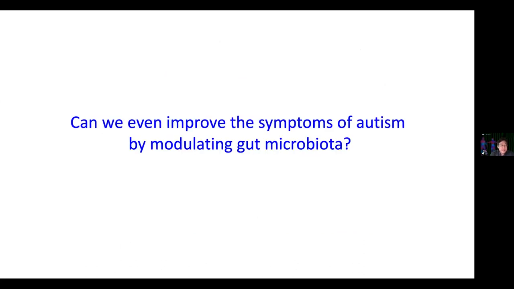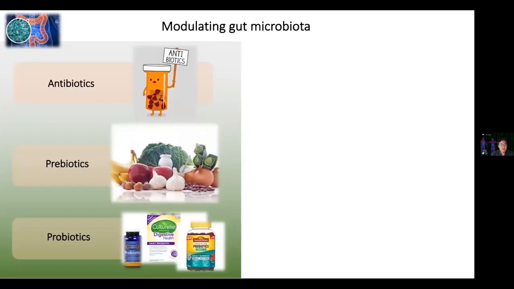And can we even improve the symptoms of autism by modulating the gut microbiota? That was the question that we had. So we thought about what could be the best way to modulate or change the gut microbiota. The first things we could think of were antibiotics, which kill off pathogenic bacteria, or prebiotics, like vegetables and foods that can increase the growth of beneficial microbes, or probiotics like Bifidobacterium or Lactobacillus in yogurt.